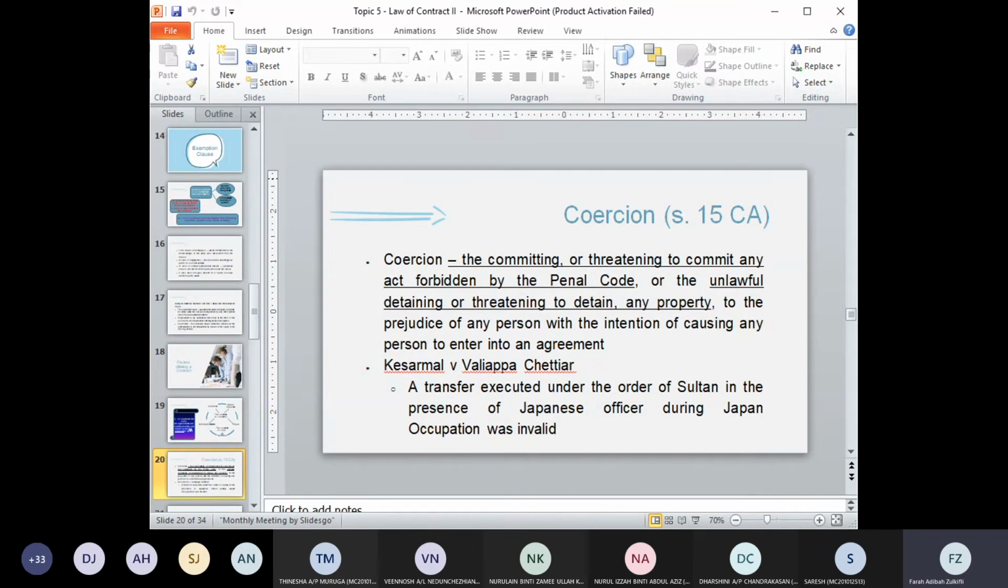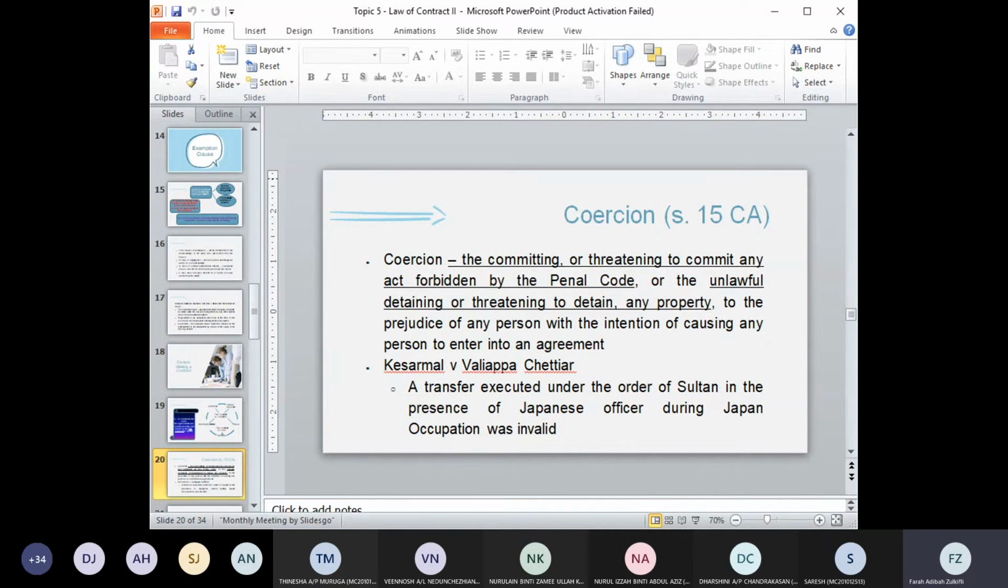So coercion is the act of committing or threatening to commit any act forbidden by the penal code, or when someone unlawfully detains your property, or someone threatened to detain your property. Someone said that if you did not sign this contract, I will steal your car, something like that. So because you are worried that you will be hurt, or you are worried you will be killed, or because you are worried your property will be taken away, you sign the contract. So that is what we say, a contract is entered into by coercion.